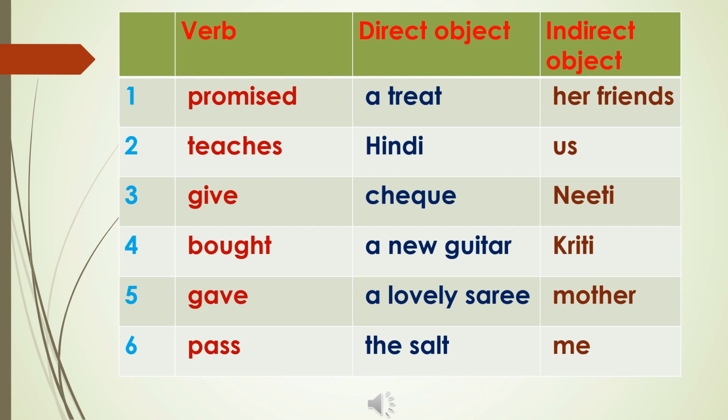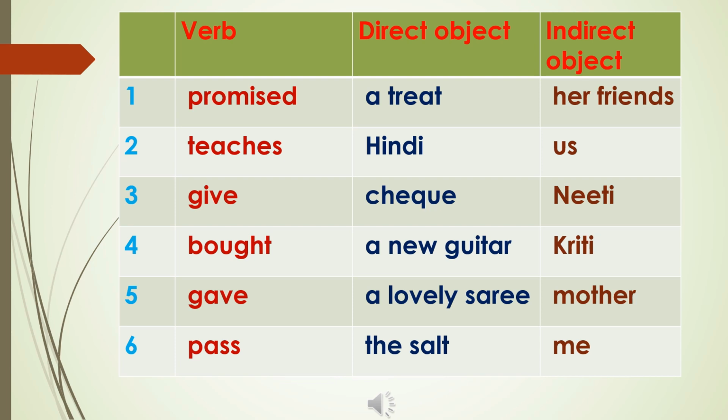Third, did you give Neeti her check? Give, verb; check, direct object; Neeti, indirect object. 4. Grace bought Kriti a new guitar. Bought, verb; a new guitar, direct object; Kriti, indirect object. 5. Father gave mother a lovely sari.